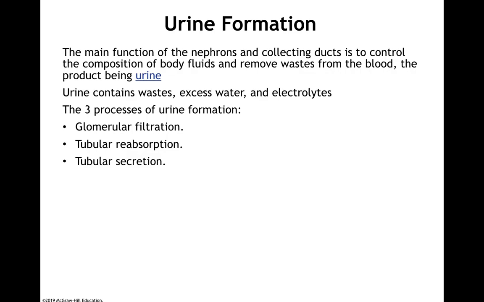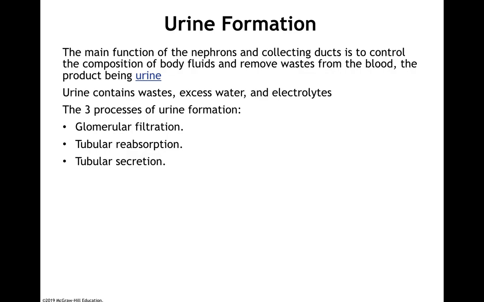So urine formation: the main function of the nephrons and the collecting ducts is to control the composition of body fluids and remove waste from the blood, and that's the production of urine. Urine is going to contain waste, excess water, and electrolytes. There are 3 parts to it: glomerular filtration, tubular reabsorption, and also tubular secretion.